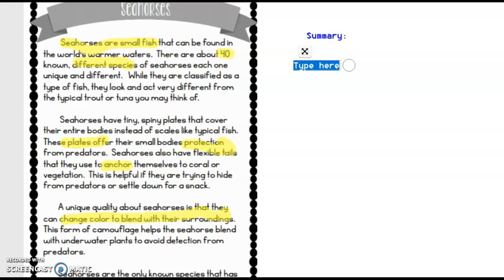So let's see. We need to first talk about what seahorses are. And remember, we want to put them in our own words. This is key. However, you could still use some of the words that you have highlighted. You just cannot use a complete whole sentence and copy and paste it. So we want to say seahorses are smaller fish found in the warm ocean.